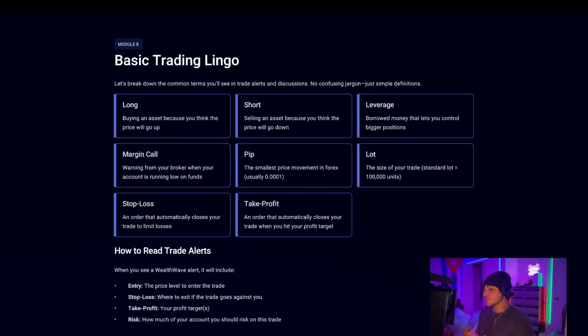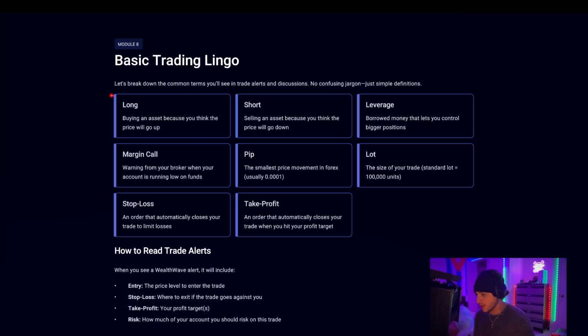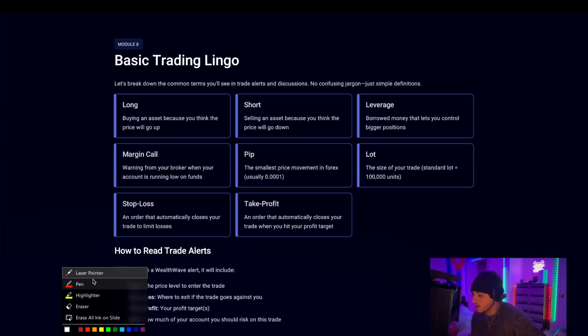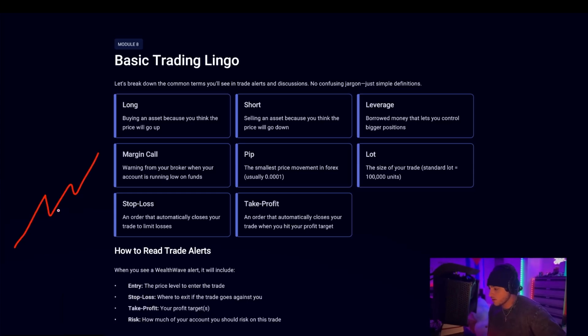Now you can start talking like us. Let's break down the common terms you'll see in trade alerts and discussion. No confusing jargon, just simple definitions. So number one is long. Long is buying an asset because you think the price will go up. Basically, going long is saying that the market's moving like this, it's moving up. This is going long.